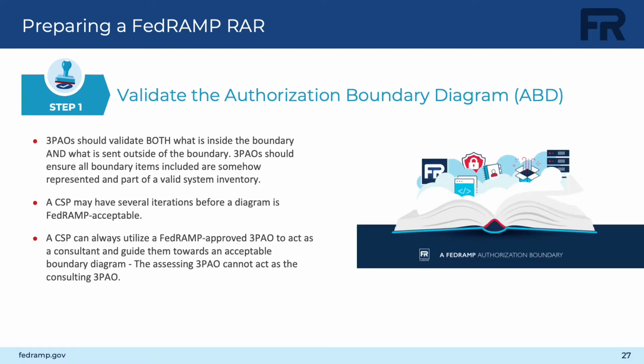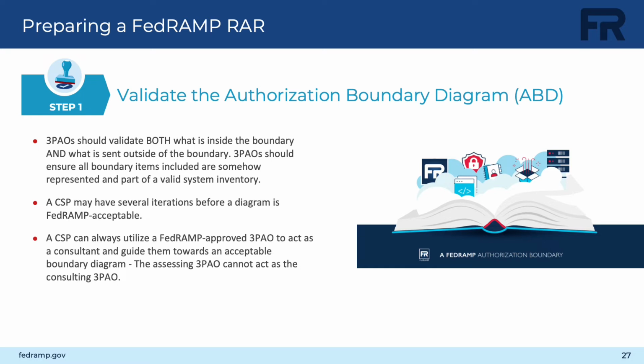Validating a CSO authorization boundary is a critical step, and a 3PAO must ensure that the boundary is accurate based on the FedRAMP requirements listed in the previous slides. So let's take a look at some key reminders discussed so far. First, 3PAOs must validate that the boundary is accurate, identifying both what is inside the boundary and outside the boundary. Nothing should be missing, and all included items are discussed as part of the system boundary.